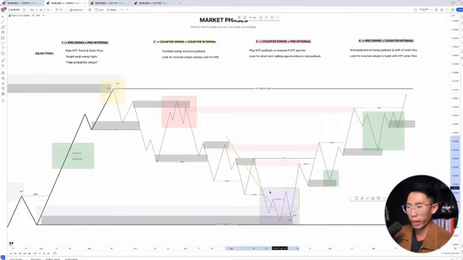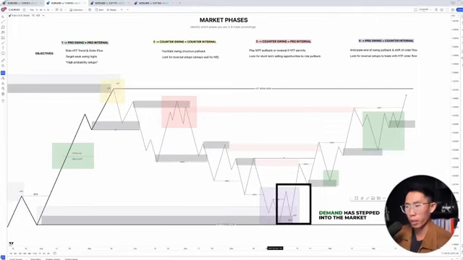So the minute price gets to this zone, this is when you can look for that reversal, your reversal setups. And how you do that is to wait for, once again, your market shift to give you a confirmation: there's a shift of structure, this pullback is done, the bears are out, demand has officially stepped back into the market and taken control, and then price is going to turn bullish.